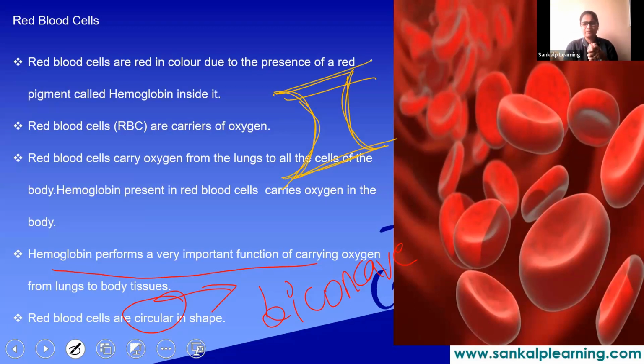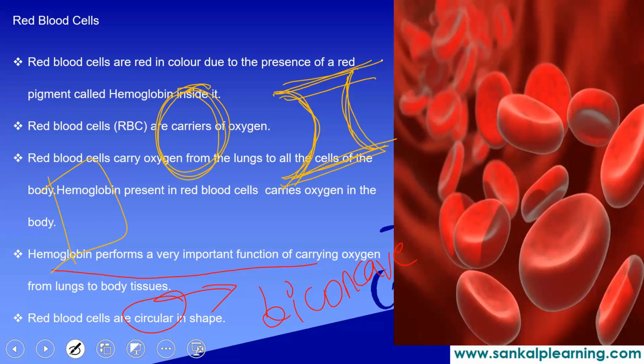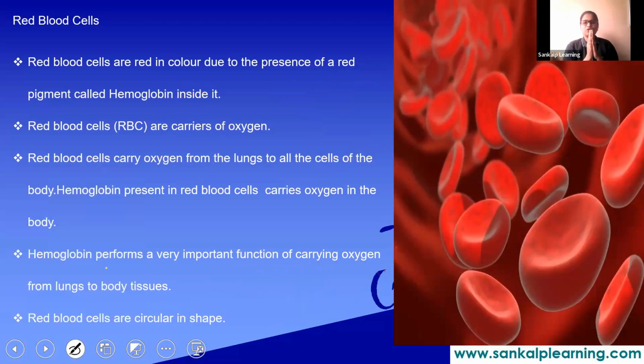If you ask why it should be like this, madam, if they were circular, triangular or square in shape, the surface area for carrying oxygen, it needs space to carry oxygen, right? So that area will be less. So if the shape is like this, it increases the surface area for absorption of oxygen. That is why red blood cells are biconcave in shape.